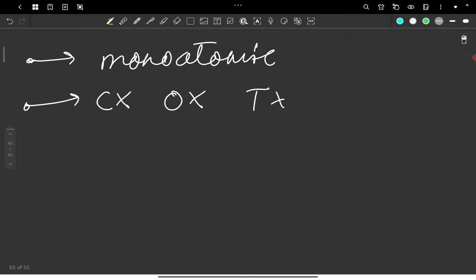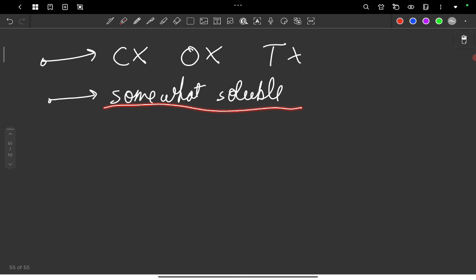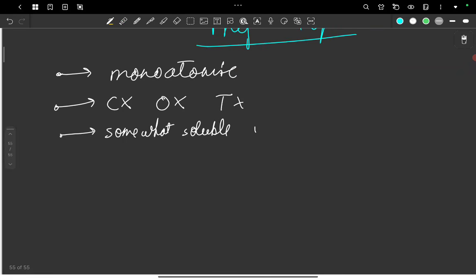And these gases are sparingly soluble, which means they are somewhat soluble. They are not extremely soluble, but they are not insoluble as well. It is somewhere in between. So they are somewhat soluble in water.